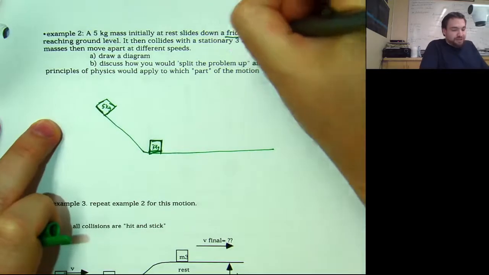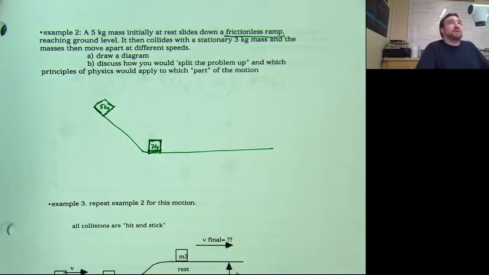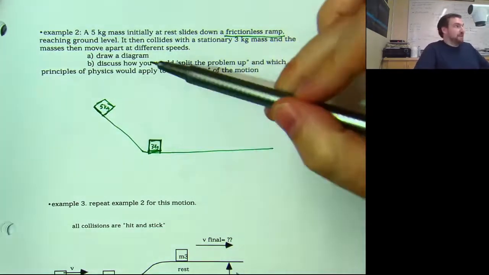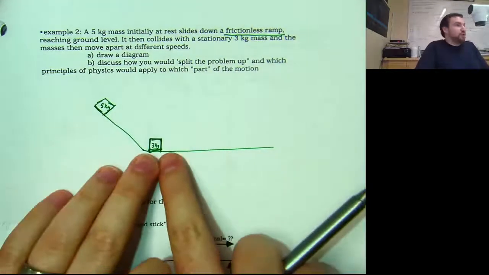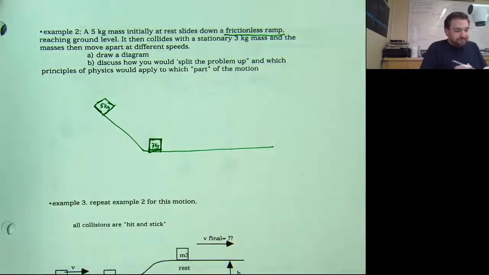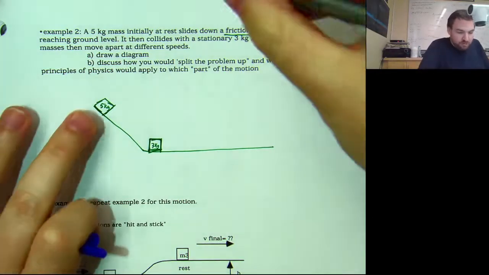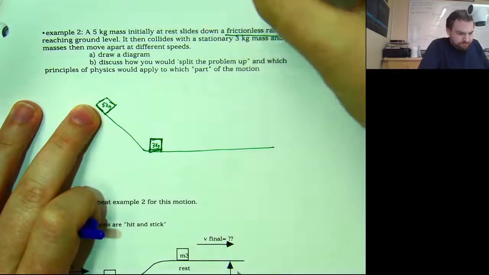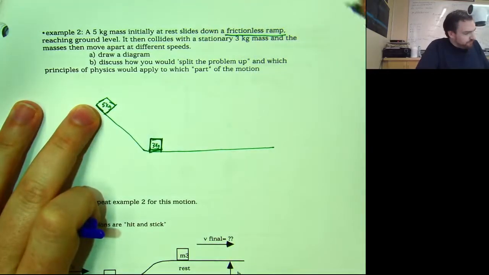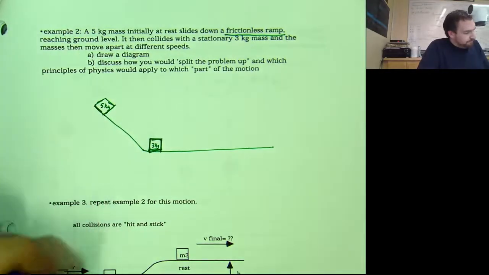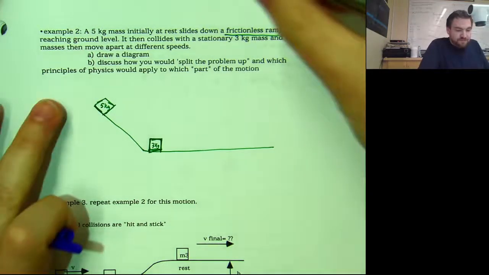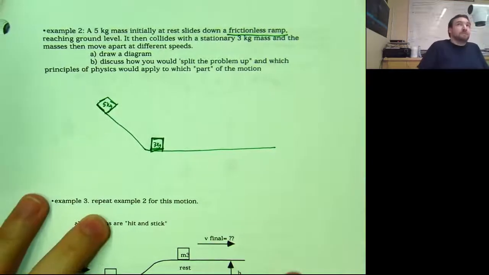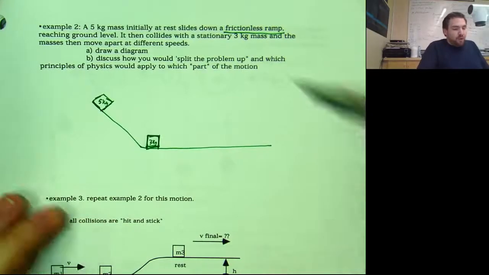We're told that everything is frictionless. So we don't necessarily know what's going to happen. We don't know if the 5 kilogram is going to bounce back or if it's going to move forward slower. We can find that out relatively easily. How do we break up this problem? What do we want to know? We don't actually have enough information to find anything in particular. Let's just start the problem.